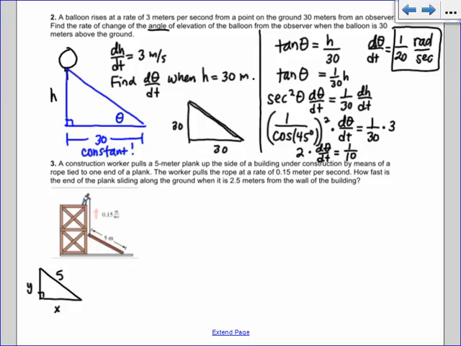Okay, and I realize that the guy's above and he's pulling a plank, but it's still just affecting that distance y, right? So we can still draw it like a triangle. So we're going to have x squared plus y squared equals 5 squared. So when we take the derivative, we get 2x dx over dt plus 2y dy over dt equals 0. Right, the derivative of 25 is 0. And like all of these problems, you can divide by 2 to make it a little bit easier.